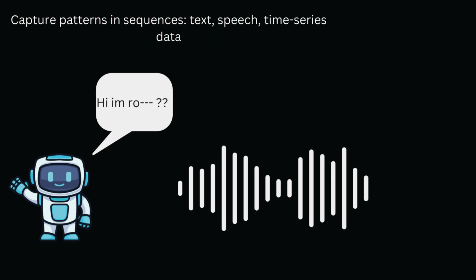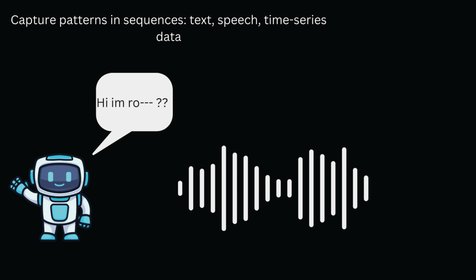So let's see RNN in some examples. For example, when we try to capture some patterns in sequences like text, speech, time series data, like we talked about in the previous slide, we try to know, for example, "hi I am", then it wants to see what would be the blank here. So basically it will see the previous words, like if in the previous words we mention robot, something like that, then it will tell "hi I am a robot".